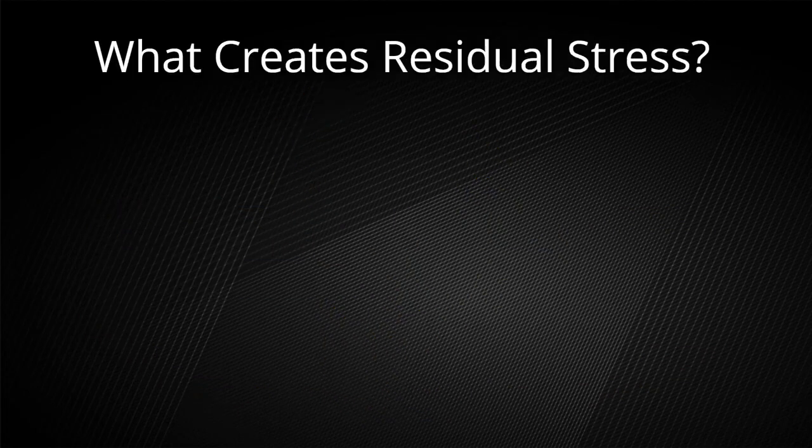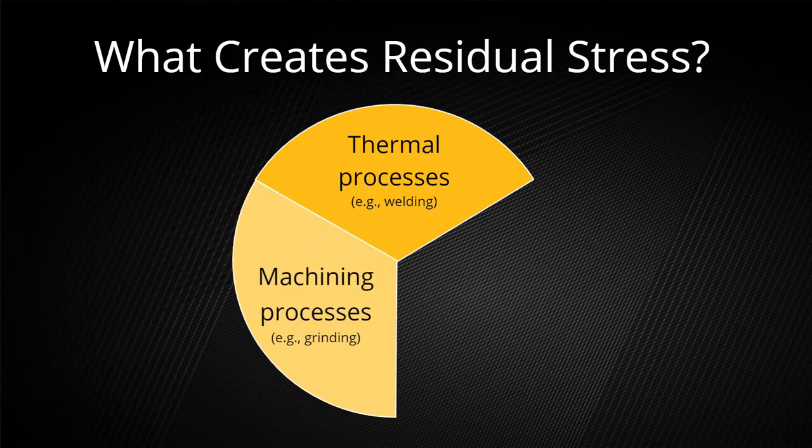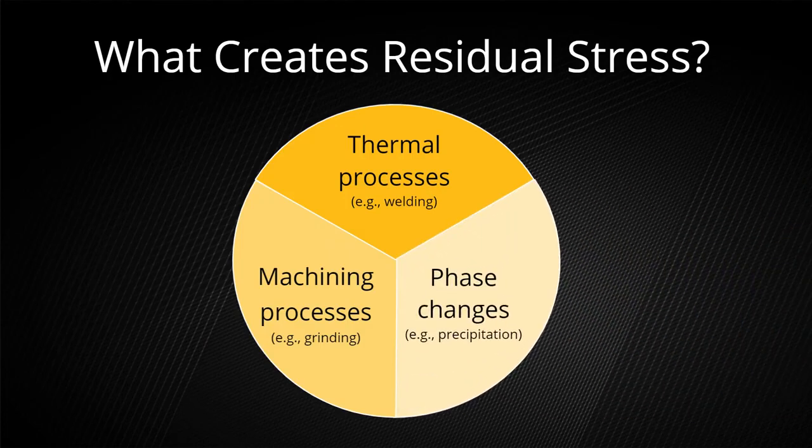Why do these processes create residual stress? There are 3 main ways in which these processes can create residual stress: thermal processes, such as solidification of a material in a cooling casting; machining processes, such as plastification of a material during machining; and phase changes, such as precipitation or a phase transformation resulting in a volume change.